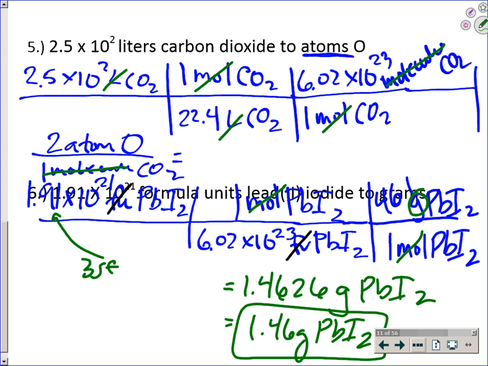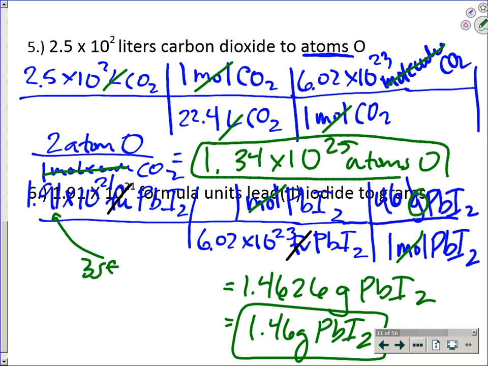anybody? 1.34 25th atoms of O. And that makes good sense except for the sig figs, so 1.3.